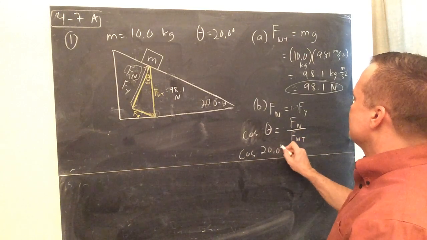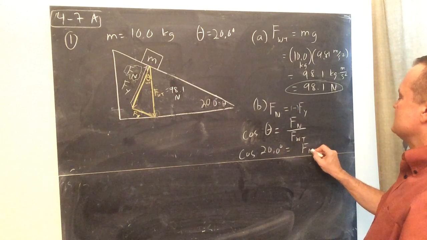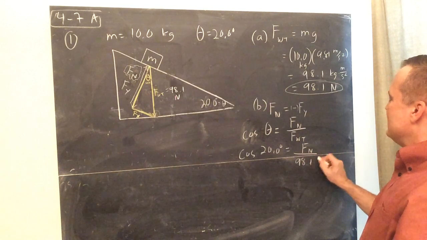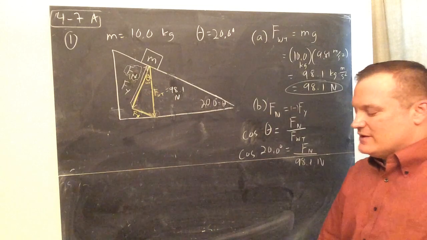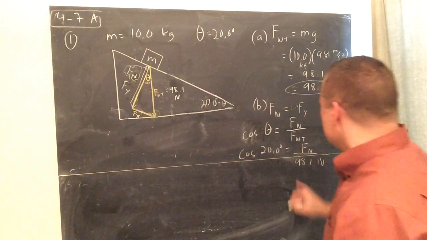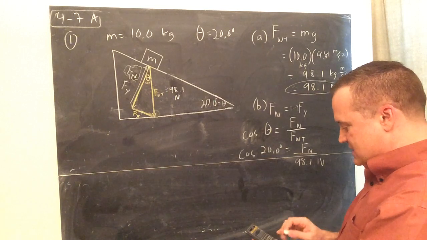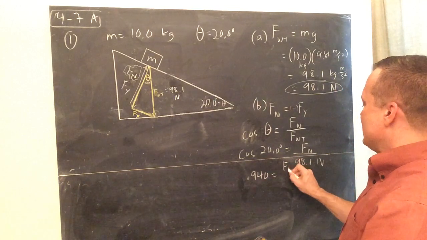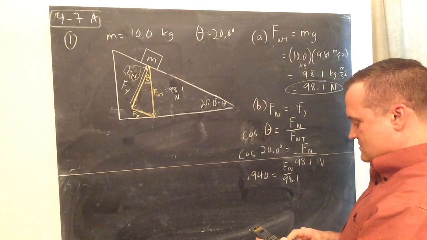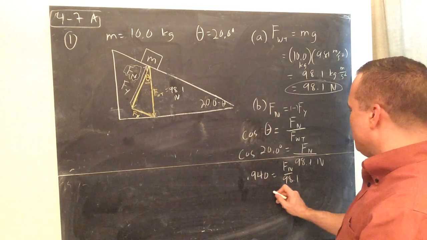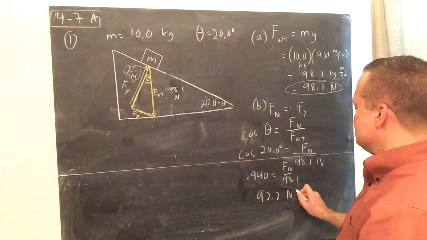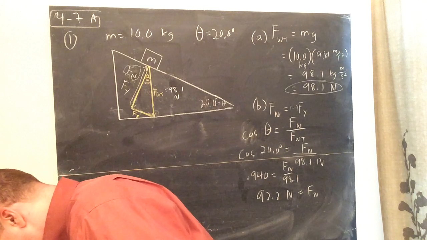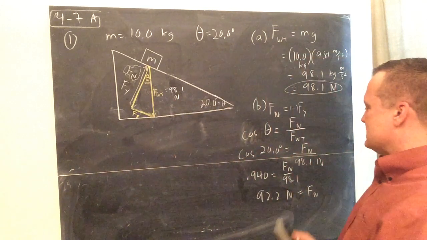So cosine of, what was the angle? 20 degrees equals, we don't know the normal force, over the weight, which is 98.1. If you feel better to put Fy there, that will be okay too. But I'll put Fn, F normal. Okay, now, 20 cosine is 0.940. So Fn over 98.1, times 98.1 is 92.2 newtons equals the normal force. I've got it on the paper. I put 92.1, but okay, 92.2 newtons is the normal force.